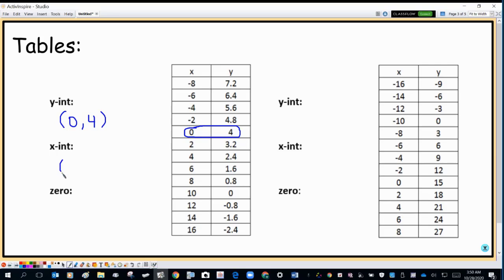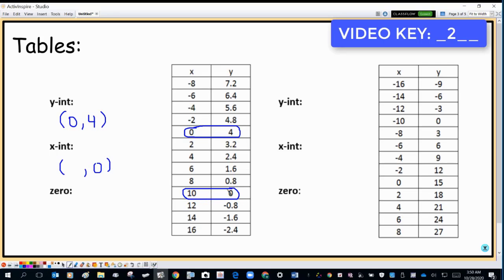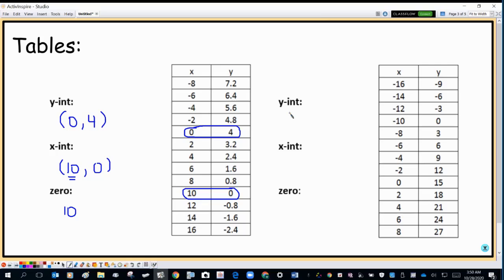And then for the x-intercept, please remember the y value of the x-intercept is always 0. So on the table, we're going to look for the 0 in the y column. And right there we find that the x-intercept is (10, 0). And please remember the zero is just the x value from the x-intercept. It's not the first value there. So let's do another example.